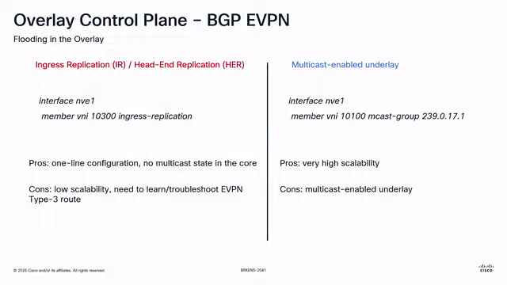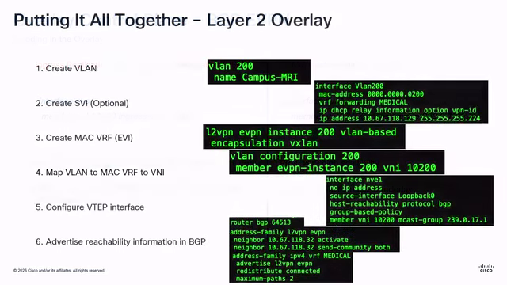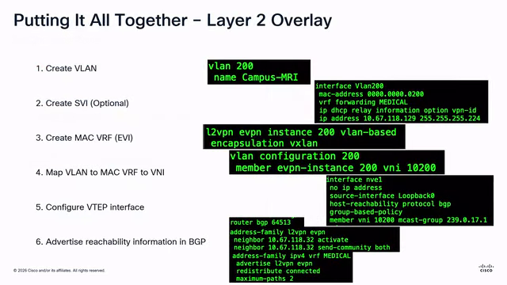Okay, now we have enough information to actually build a layer 2 overlay in EVPN using CLI. Let's try to put it all together. First things first, we need to create a VLAN. This would be the VLAN that is facing your access ports for the endpoints, right? So VLAN is our foundation. In our case, it's VLAN 200.